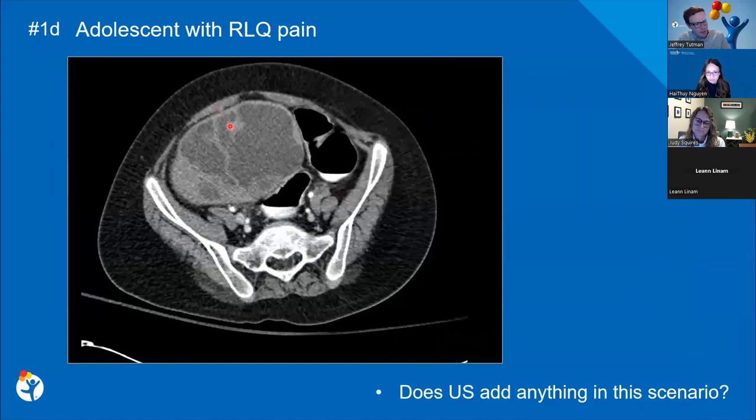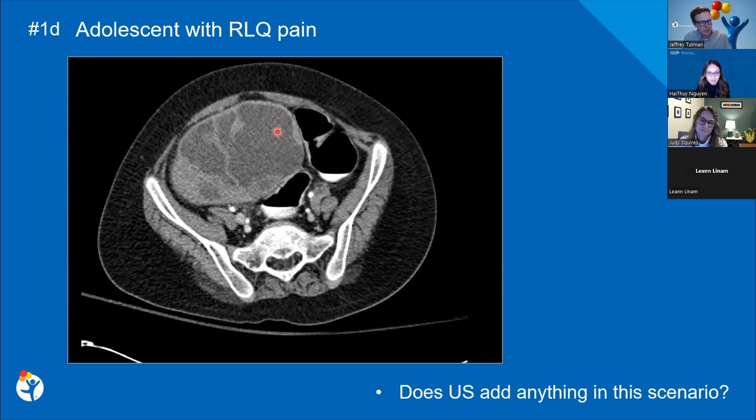The next thing I wanted to discuss: this was a patient who came in with right lower quadrant pain, had this CT, and had this big, nasty looking ovary. This ended up being a torsed ovary. It was completely necrotic. They ended up just taking the whole thing out. I'm curious how you approach that when you have a CT as the first imaging modality. In a case like this, do you feel like ultrasound adds anything?